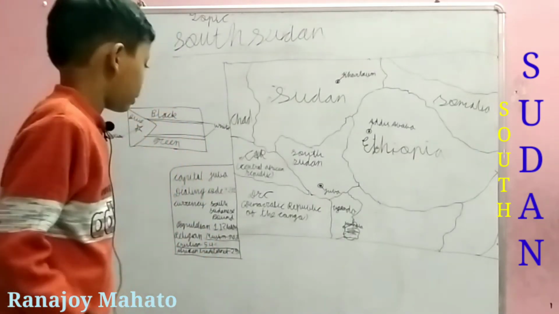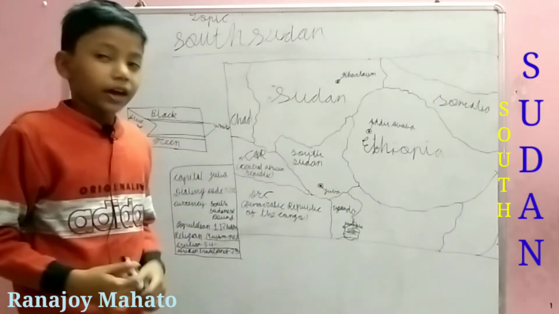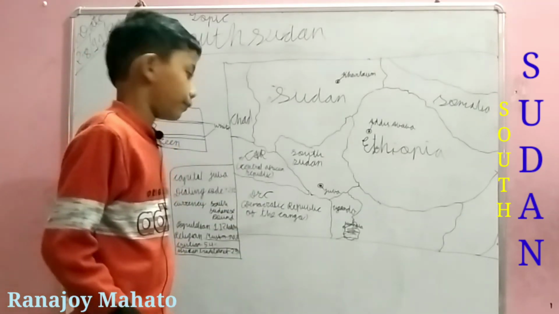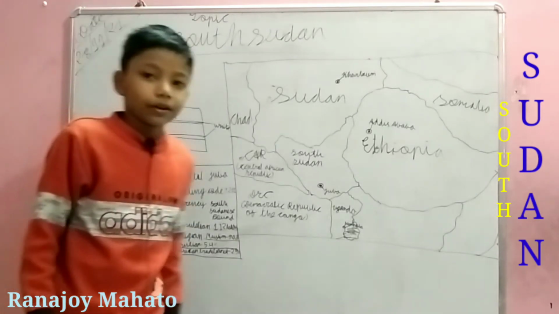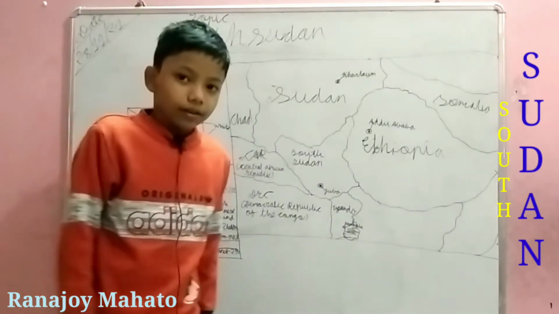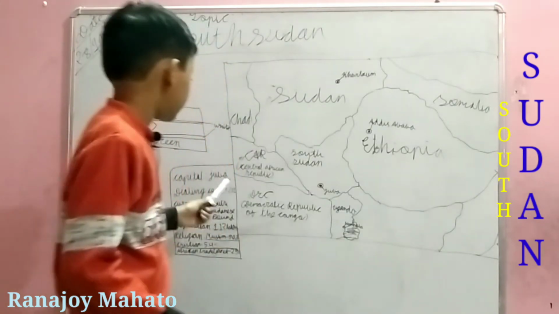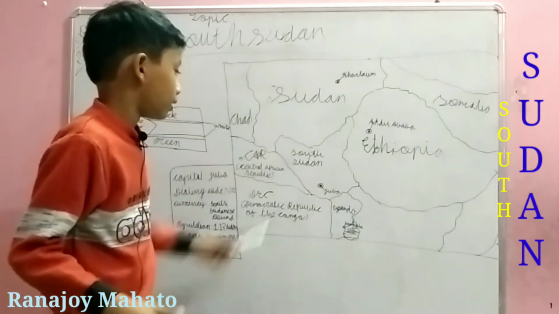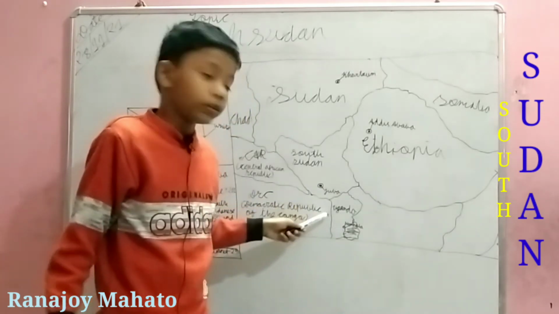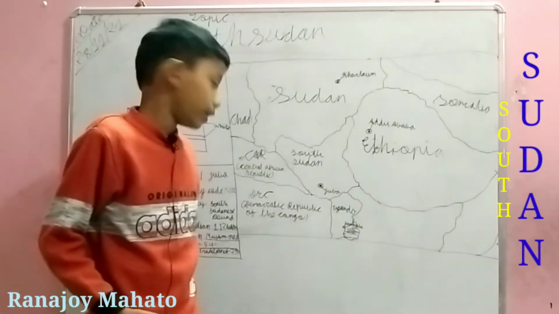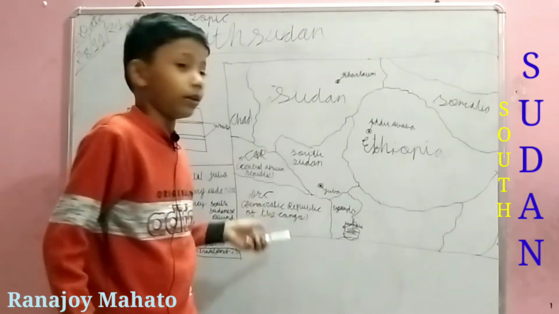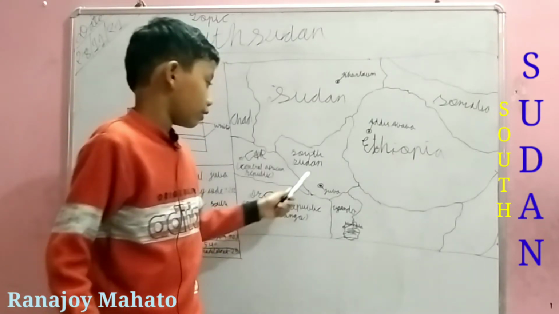Now let's talk about the facts first. The first one is the capital. What is the capital of South Sudan? Well, the capital is Juba. And Juba is located here near the country of Uganda and the DRC. The full name is Democratic Republic of the Congo, and you can see it right here.